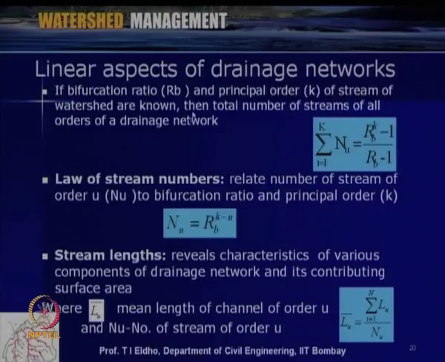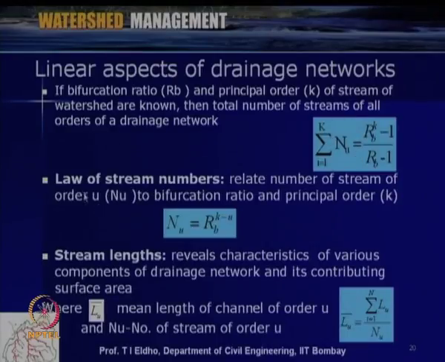Say the bifurcation ratio and the principal order k of the stream of a watershed are known, then the total number of streams of all orders of a drainage network we can identify as sigma i equal to 1 to k, Nu, is equal to Rb^k minus 1 divided by Rb minus 1. So, this depends upon the bifurcation ratio and the stream order.